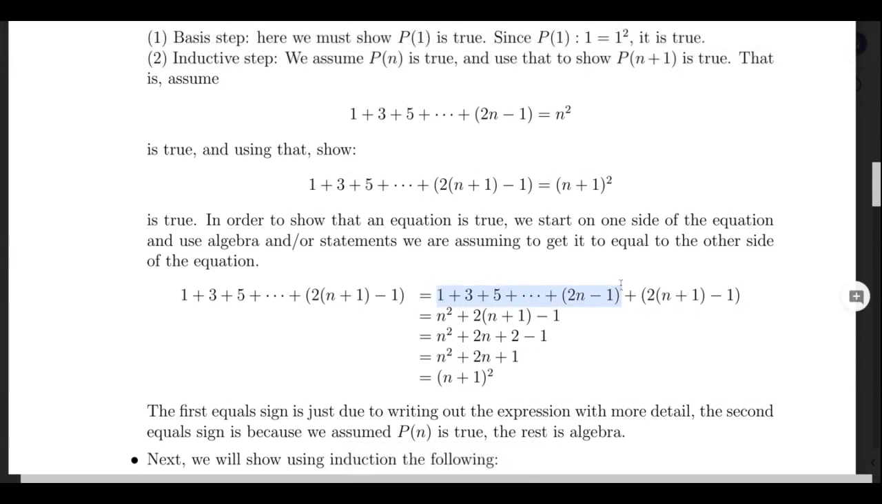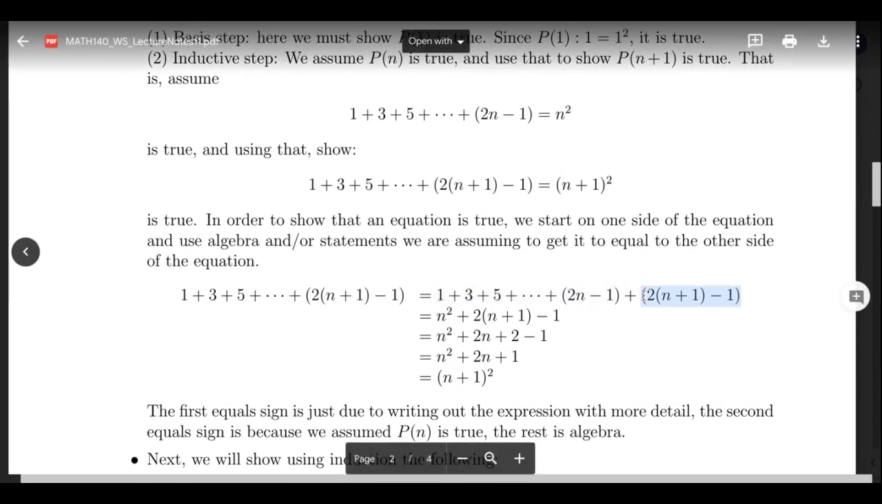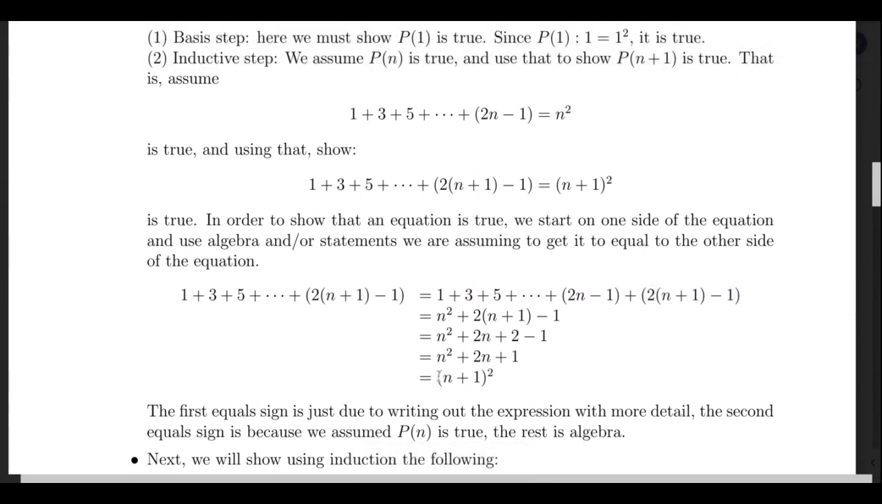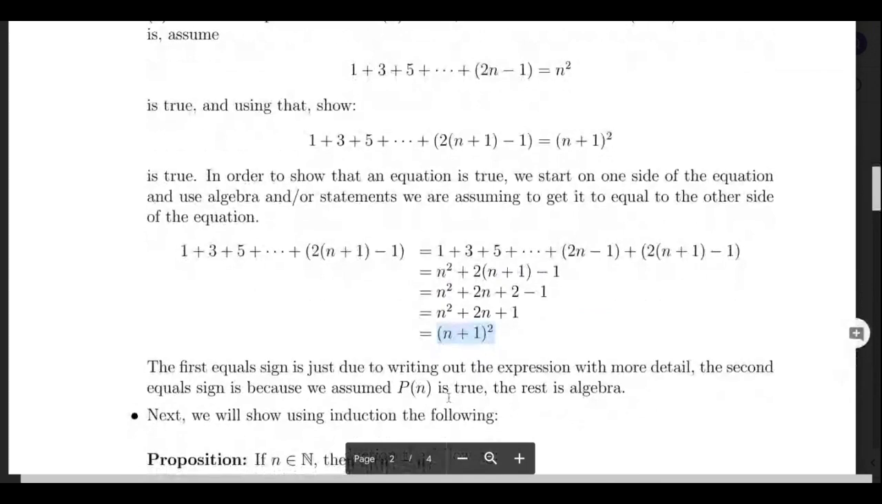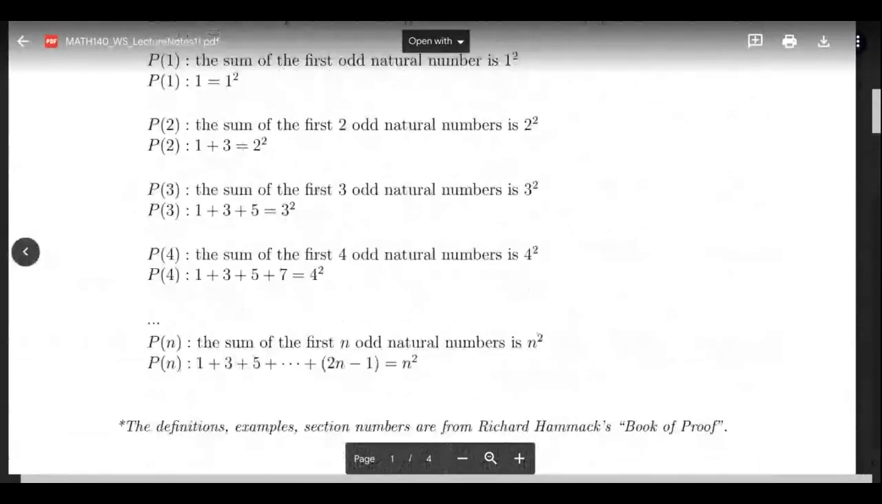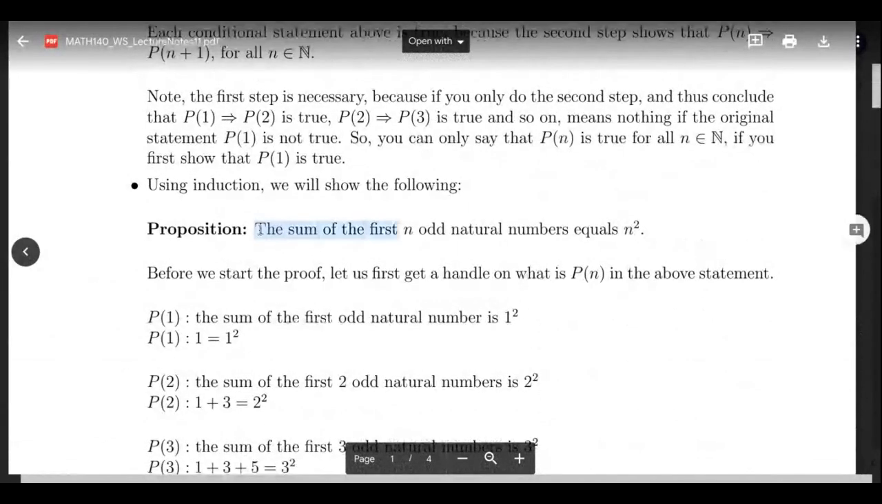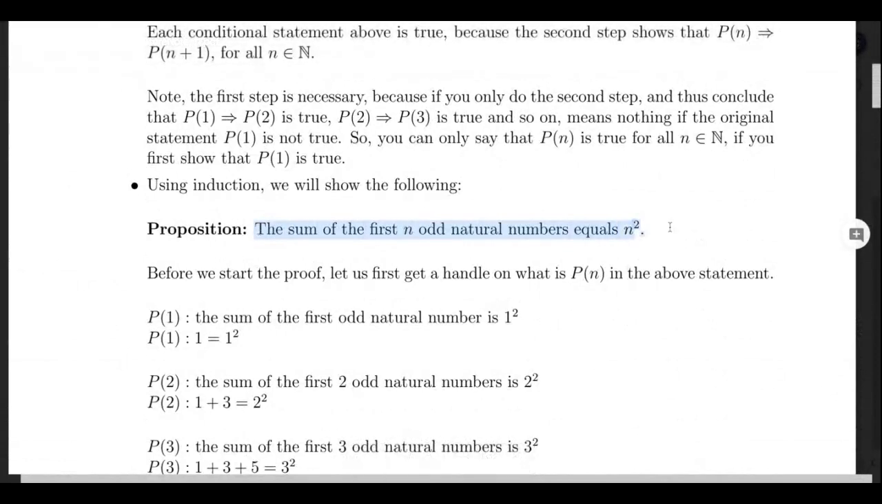So this is the sum of the first n odd natural numbers, and this is n plus 1. So we simplify, that is true, n plus 1 squared. Okay, so this is how we prove the proposition by induction. So the proposition is this: the sum of the first n odd natural numbers equals n squared.